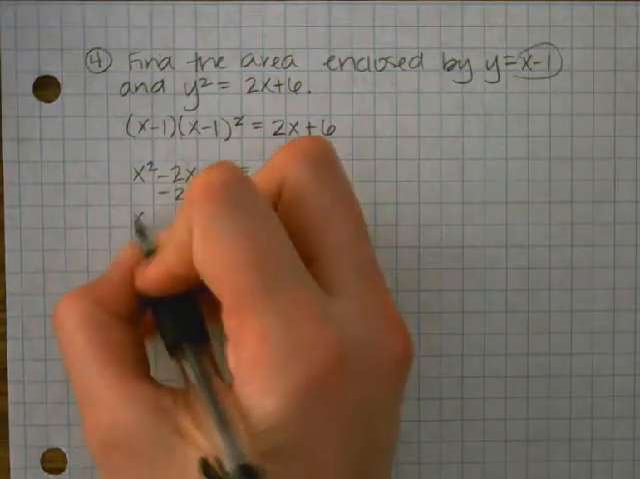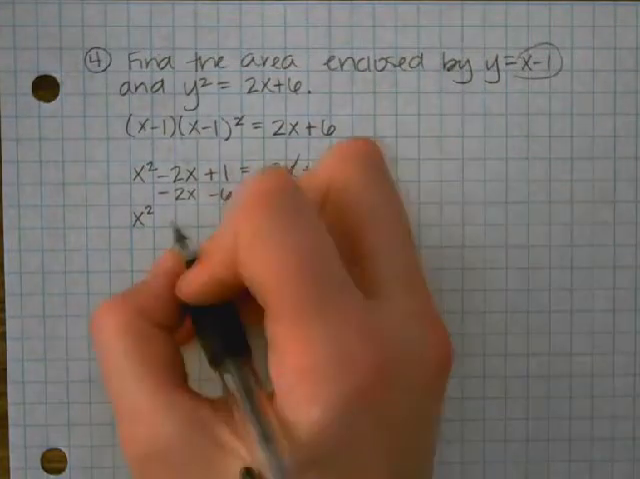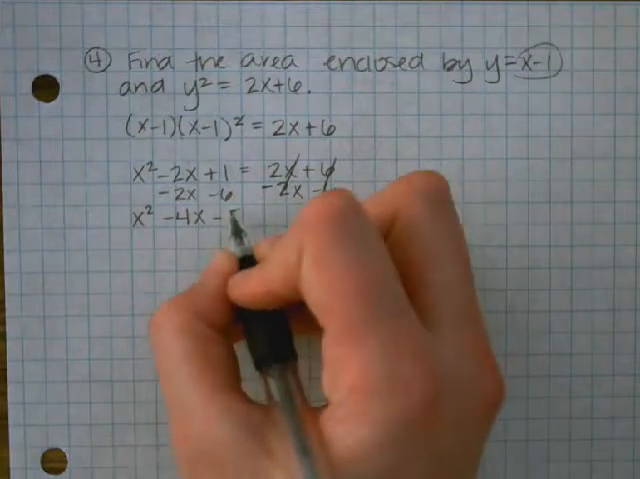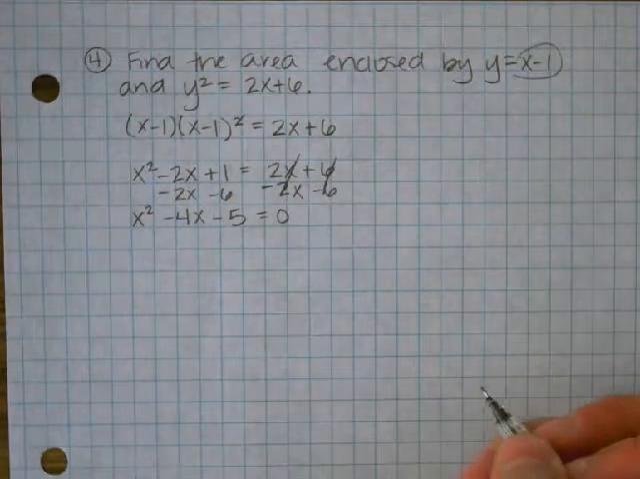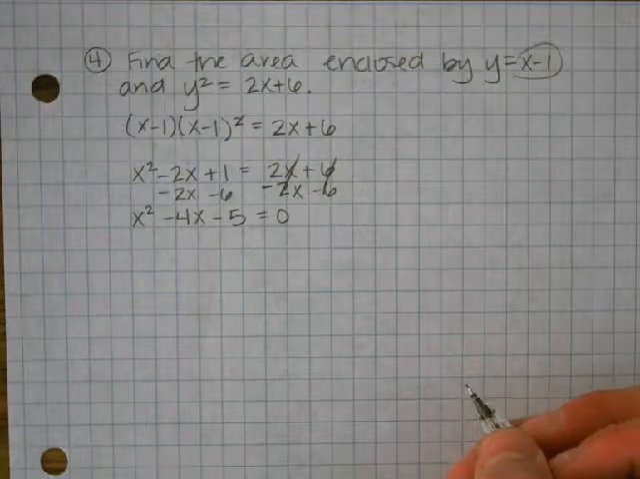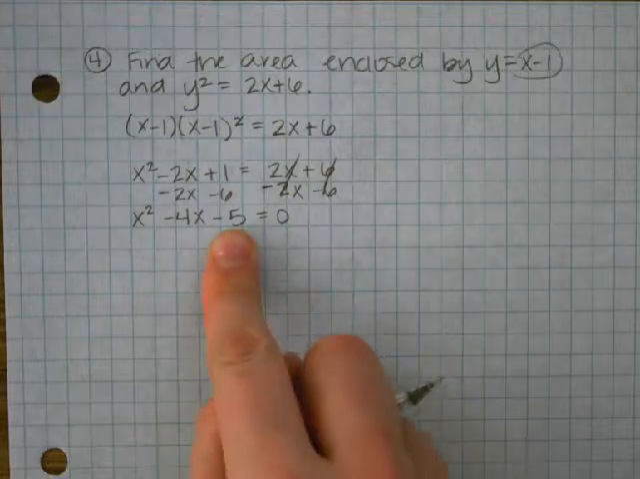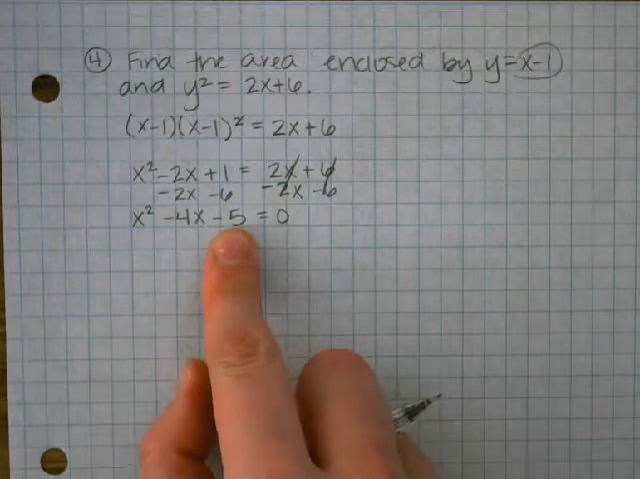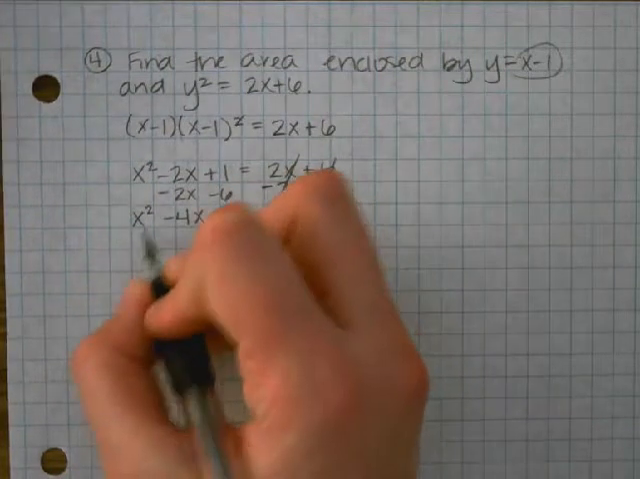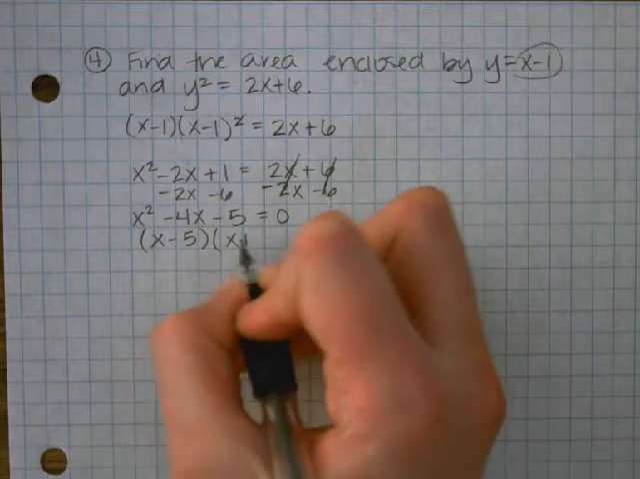So we got x squared minus 4x minus 5 equals 0. And if we factor this, how do we factor this? It's got to multiply to negative 5. Multiply to negative 5. Yeah, multiply to negative 5, add to negative 4. So negative 5 and positive 1.